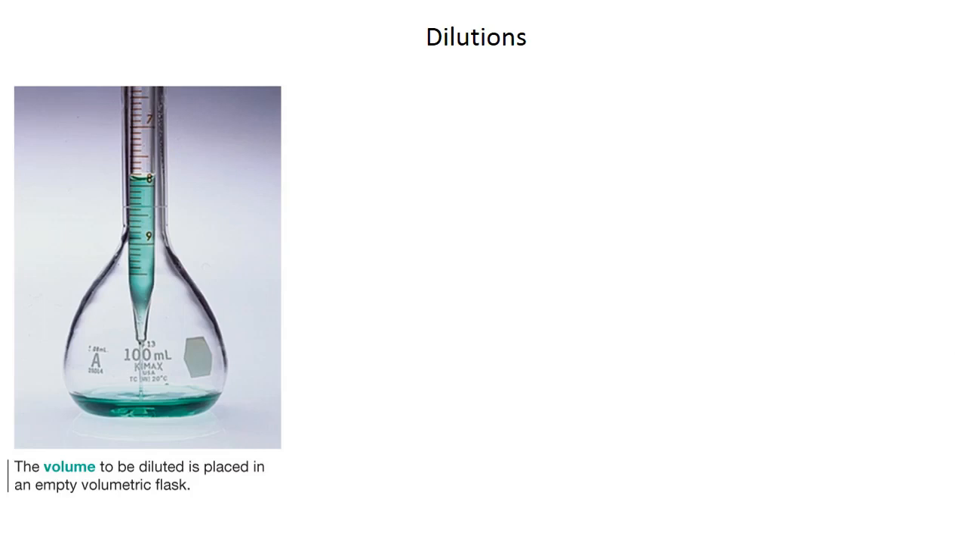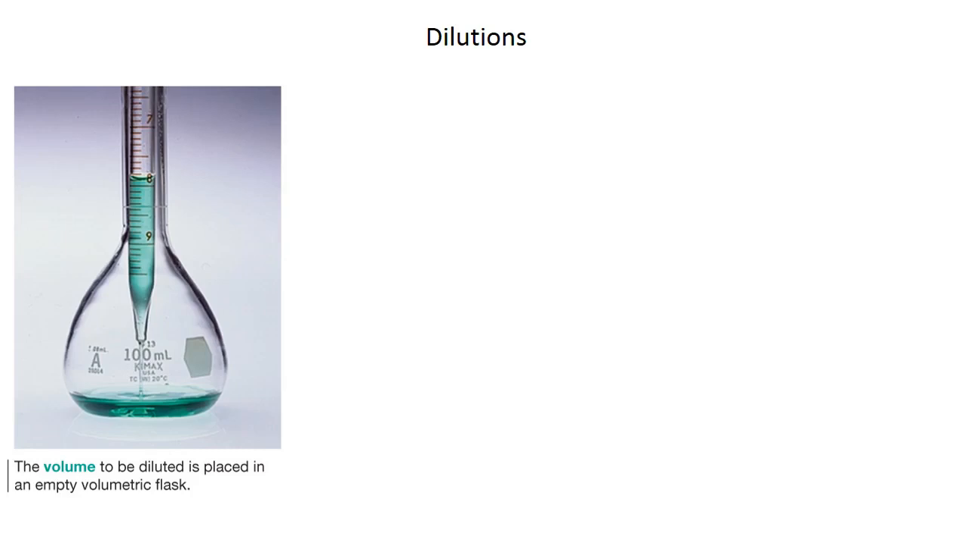Now, another common calculation or thing you might have to do in lab is a dilution. So in this case, we have a stock solution that is a more concentrated solution, and we want to dilute it and add some solvent to it to make it less concentrated or more dilute. So we're going to take some volume out, and we're going to put that in a flask that would contain a larger volume once we dilute it. We're going to transfer some of that over.